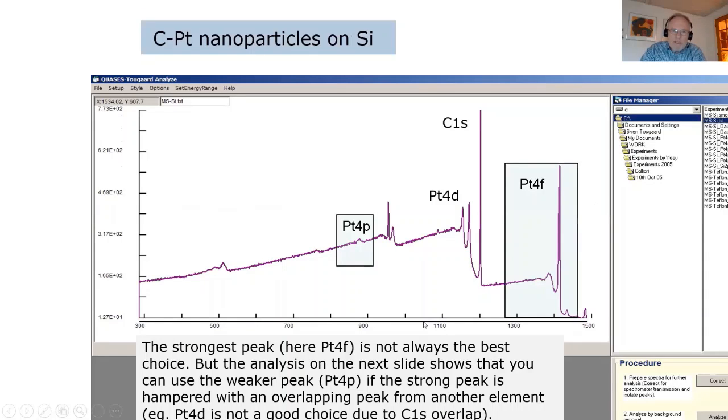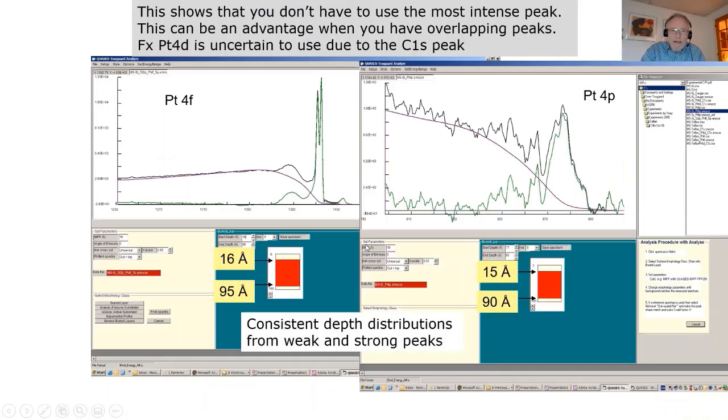But now it's interesting to see what to do if we could not use this, if there was another overlapping peak here. Then you would start to look at the platinum 4p, because there's no interference with anything here. So now, in the next slide, I take the platinum 4p and analyze that.